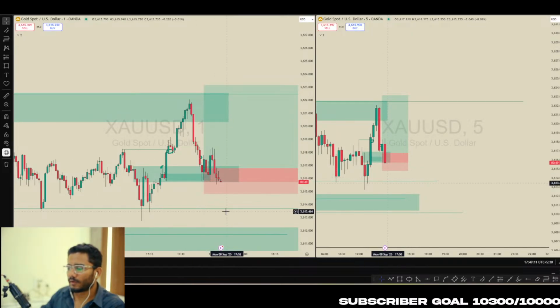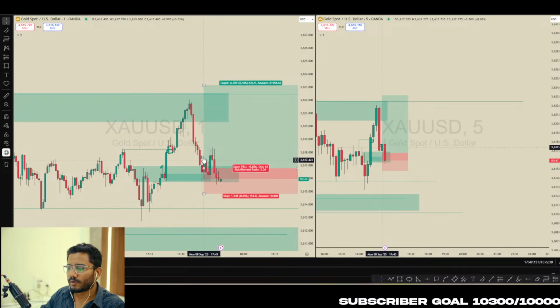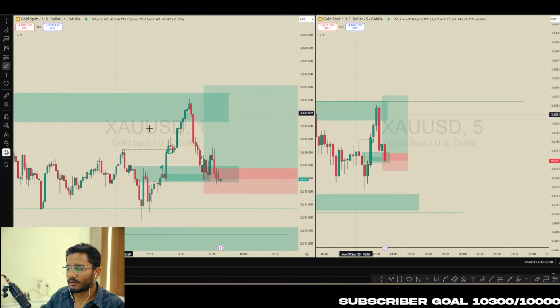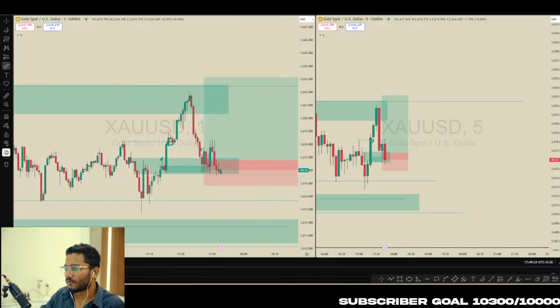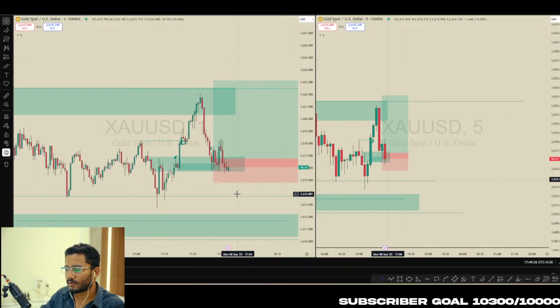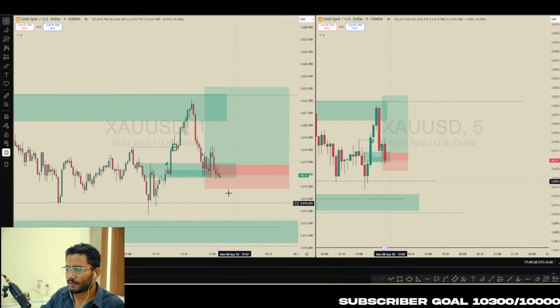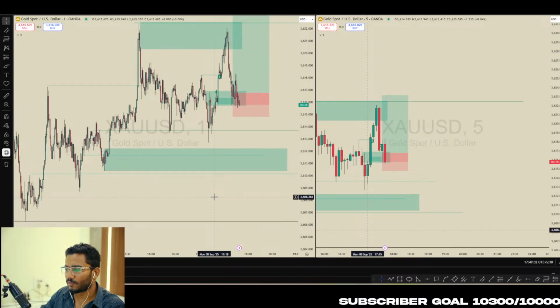I think we are going to get stopped out, looking at the moment. Price has taken out this high and induced to that side. Let's see. We can hope that it should continue the upside. But looking at the moment, I think it will continue downside and it can react from this order block.